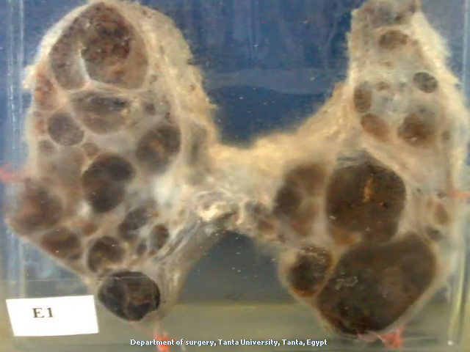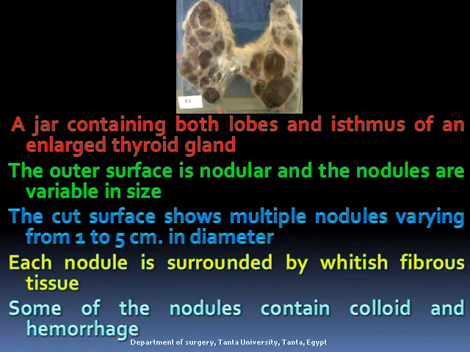Goiter. A jar containing both lobes and the isthmus of an enlarged thyroid gland. The outer surface is nodular and the nodules are variable in size. The cut surface shows multiple nodules varying from 1 to 5 centimeters in diameter. Each nodule is surrounded by whitish fibrous tissue, fibrosis. Some of the nodules contain colloid and hemorrhage.